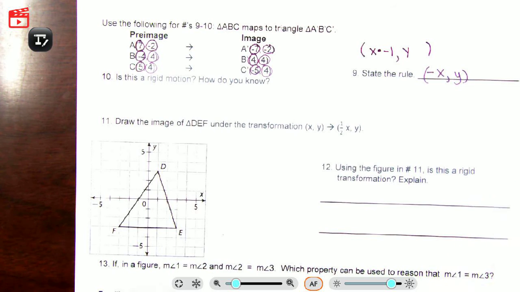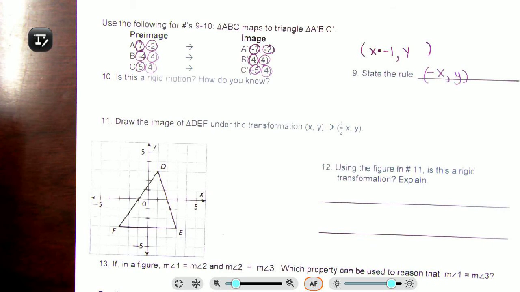Okay. All right, so is this a rigid motion? Okay, rigid motion. So this is kind of testing you on your terminology. Do you know what a rigid motion is? Okay. And how do you know?